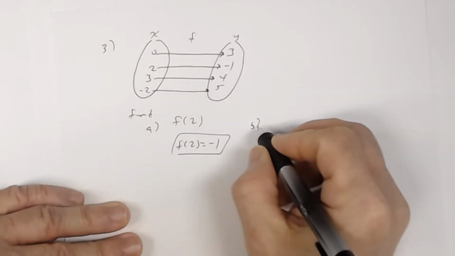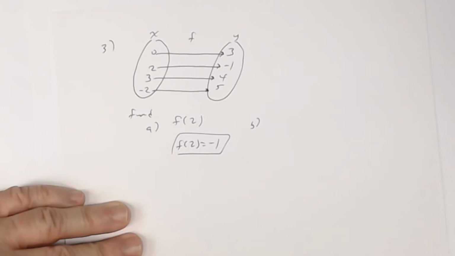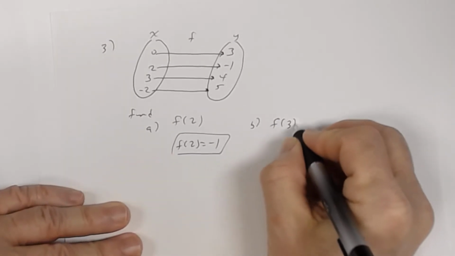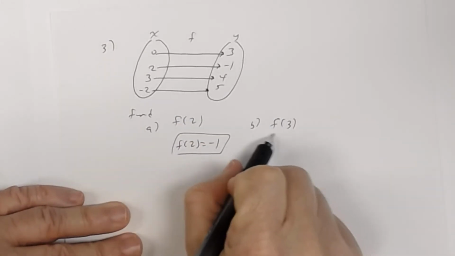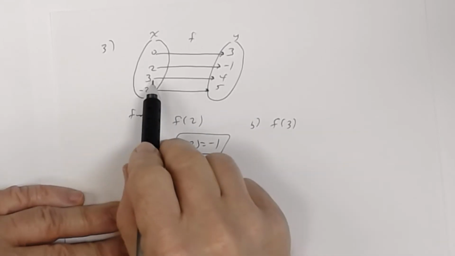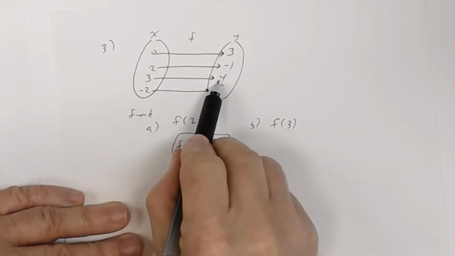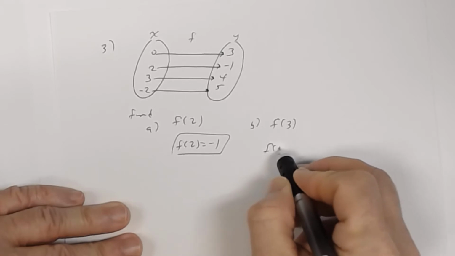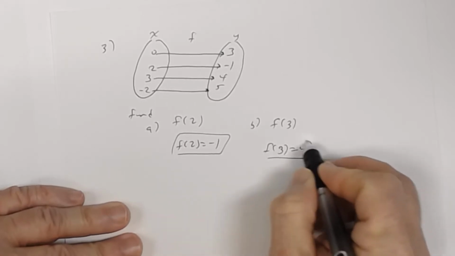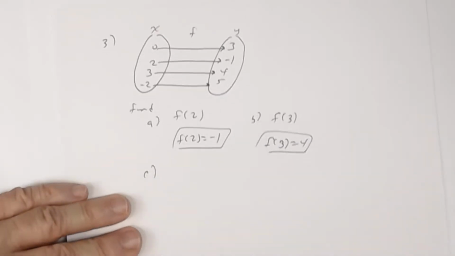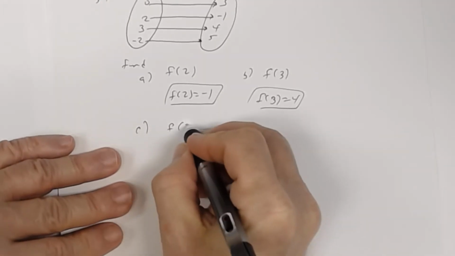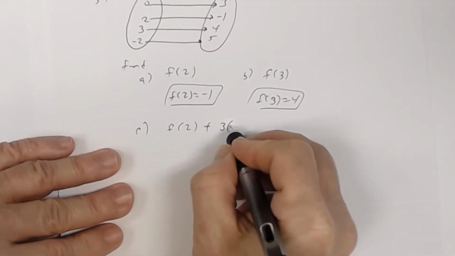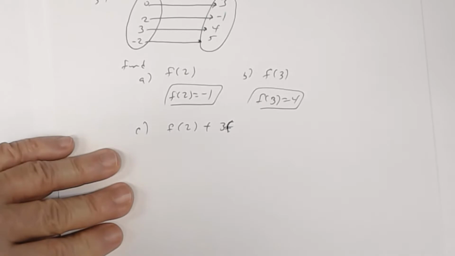B, you want to find f of 3. So again, what's the y value when x is 3? So if x is 3, my y value is 4. So f of 3 is equal to 4. C, suppose you want to find f of 2 plus 3 times f of negative 2.